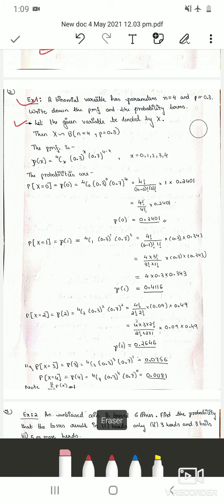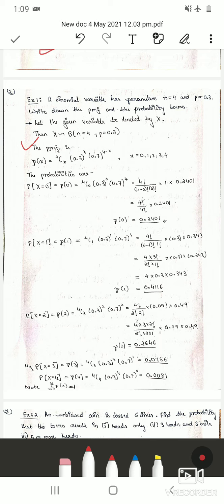Please adjust my handwriting. So now we know what is n, we know what is p, then we can write the PMF. So the PMF of binomial distribution is p of x equal to, in place of n substitute 4 and in place of p substitute 0.3, and q will be 1 minus p, which is 1 minus 0.3 is 0.7. Therefore the PMF of binomial distribution is 4Cx 0.3 raised to x into 0.7 raised to 4 minus x, and x takes values 0, 1, 2, 3, 4 because n is the last term, which is 4.